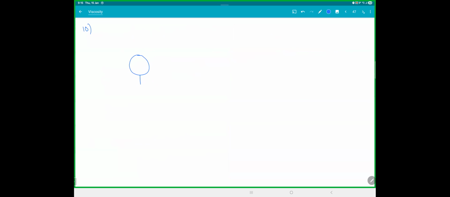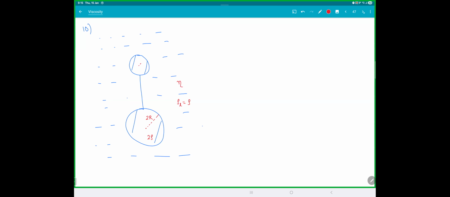We have a small ball and a big ball connected by a string, and you immerse this whole setup inside a liquid. The big radius is 2r, density is 2 rho. The liquid density is rho, viscosity is eta. The small ball has radius r, and its density is also 2 rho. So both the balls have the same density.